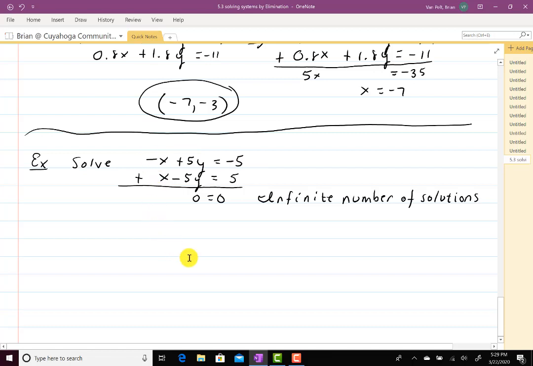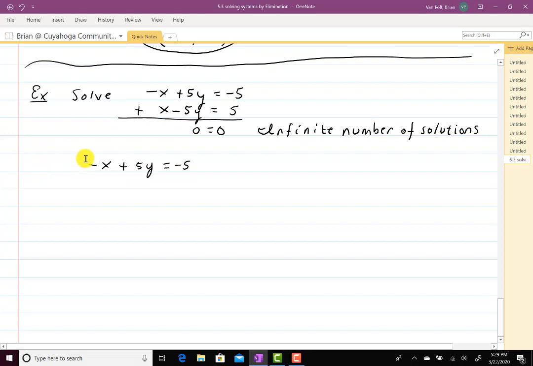Take the first equation. You have the negative x plus 5y equals negative 5. I don't care if you take the first or the second equation, it doesn't matter. I'm going to solve this equation for y as if I was graphing. So the first thing I would do is add an x. Then I would divide by 5. And so you get y equals 1/5 x minus 1.